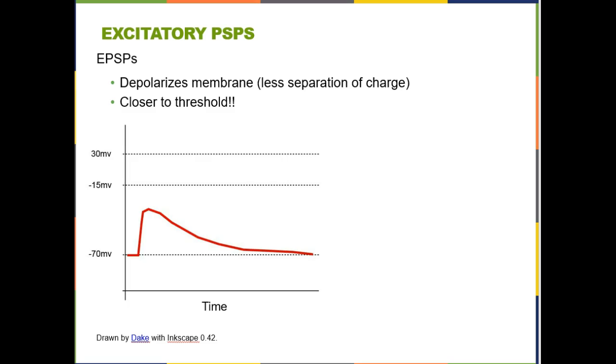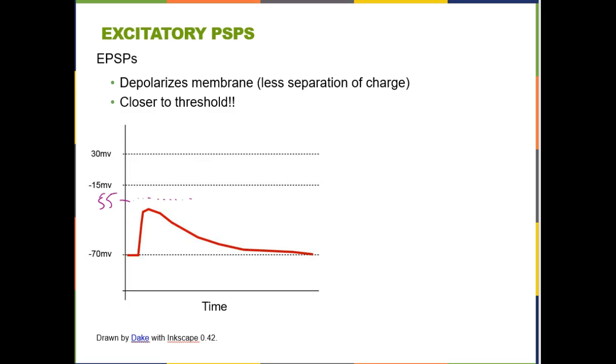There are two different kinds of postsynaptic potentials. First are excitatory postsynaptic potentials, or EPSPs. Recall that threshold is negative 55 millivolts. We'll put 55 here, even though the scale is off, right?